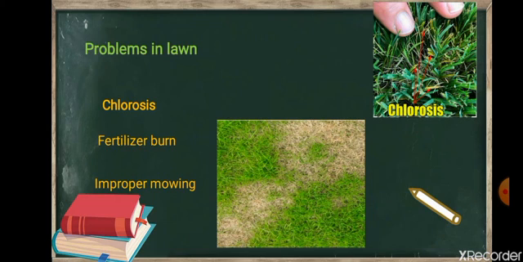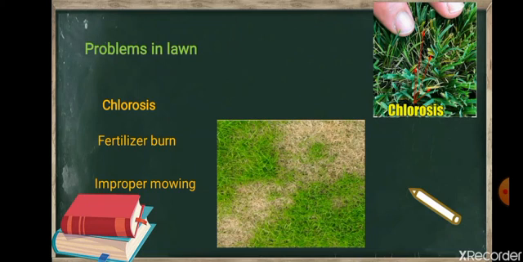Second is fertilizer burn. Grasses are brown in color, especially in hot weather, and this can be because of excessive use of fertilizer. It can be controlled by drenching. Excessive fertilizer can be washed deep into the soil and removed by that.